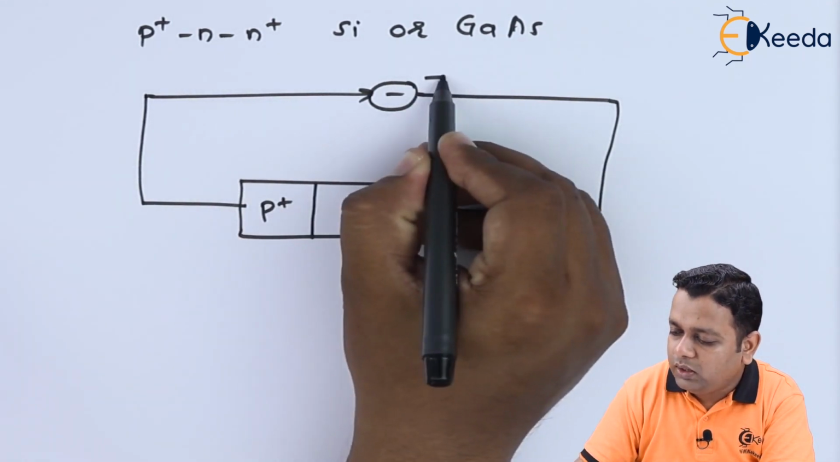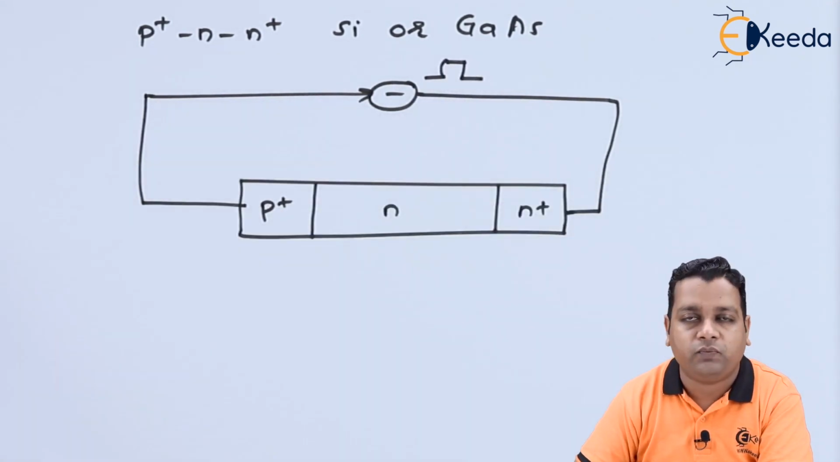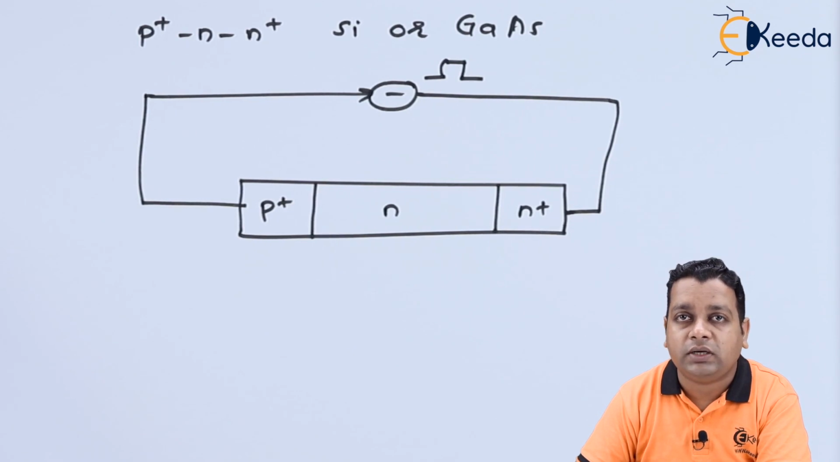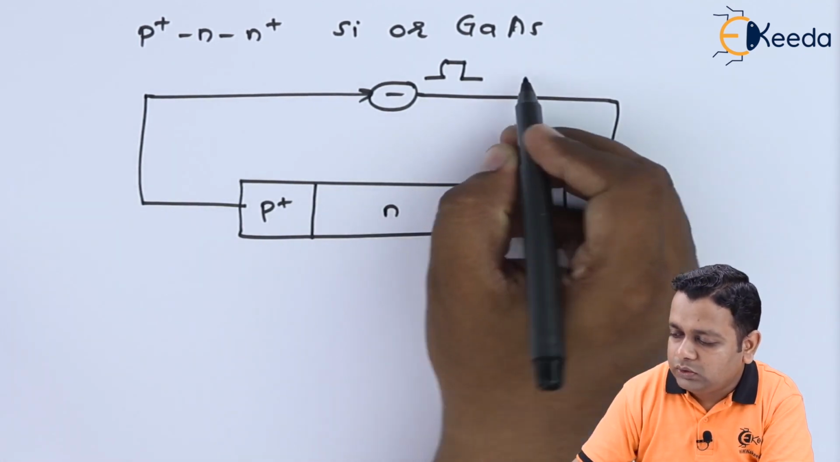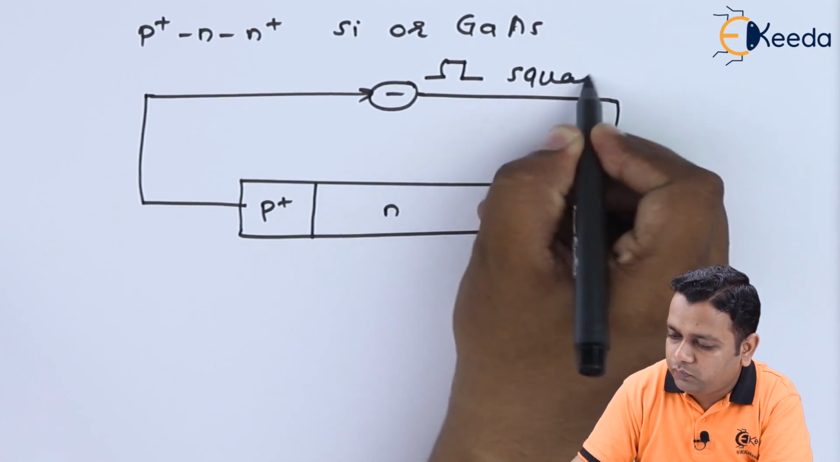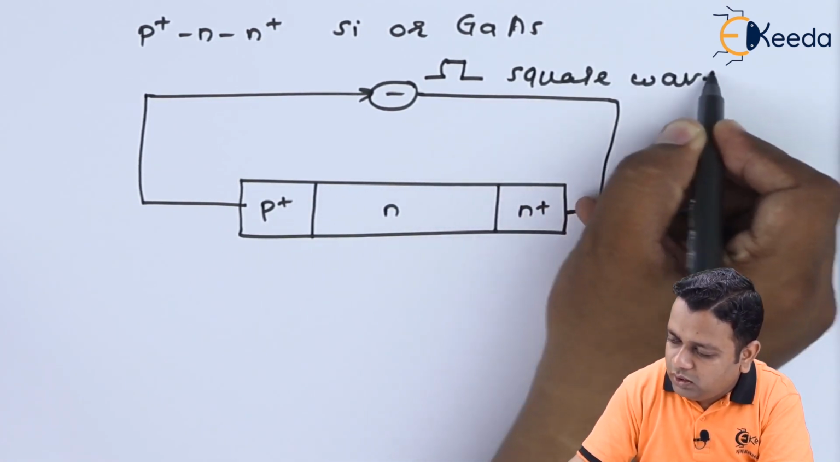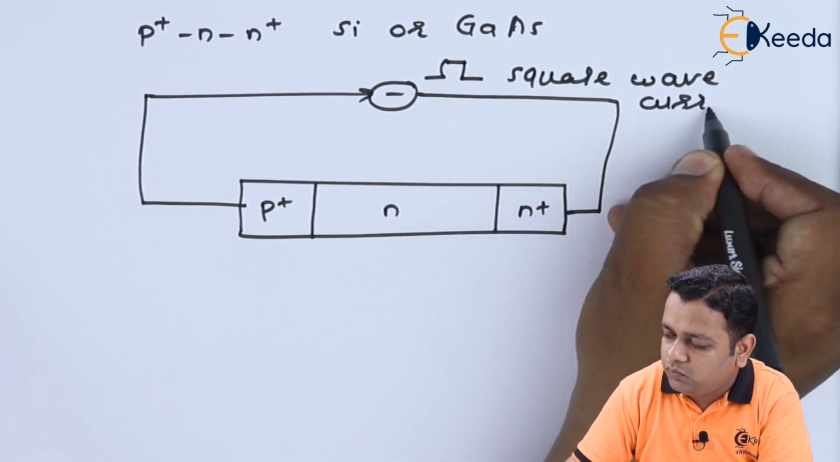So here there will be a square wave representing the current flow. I can mention here: square wave current drive.